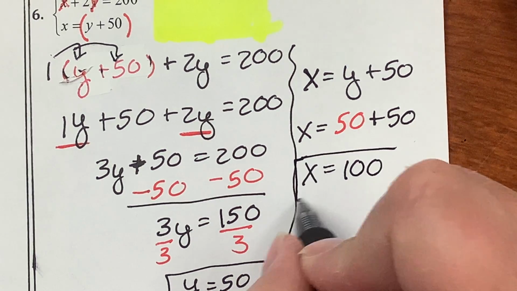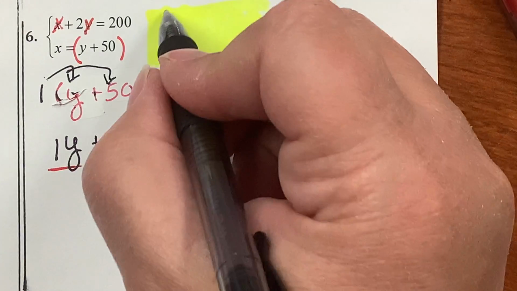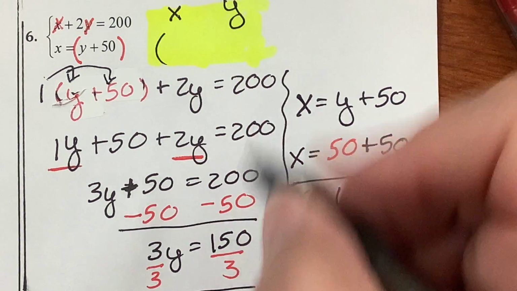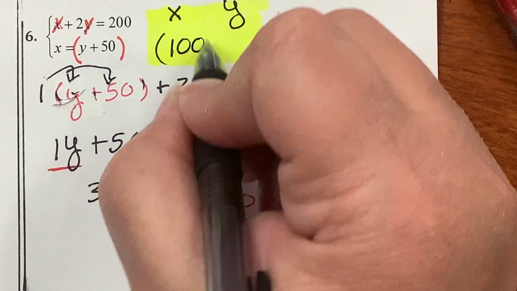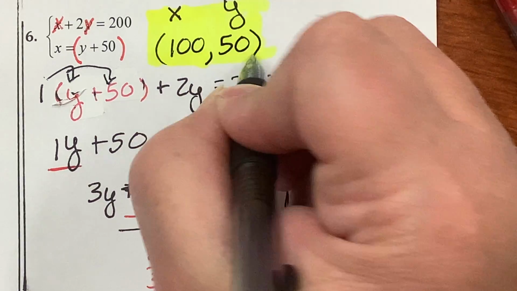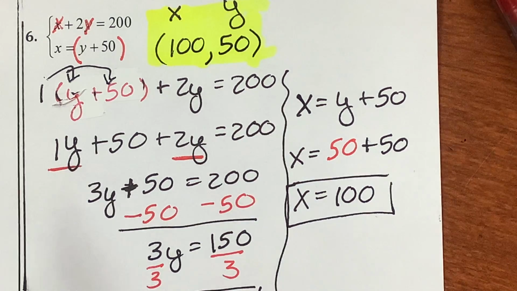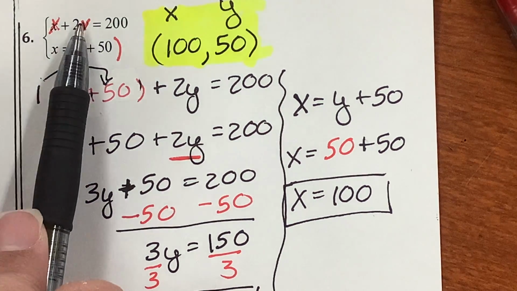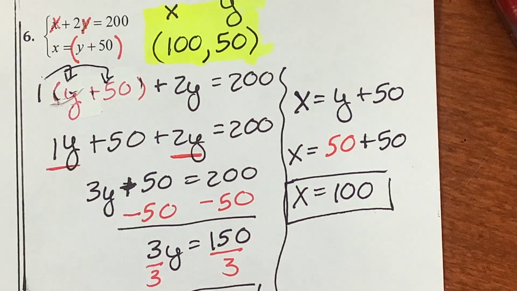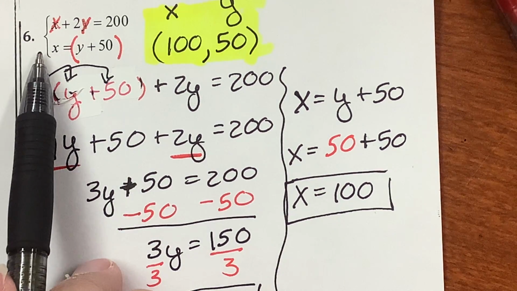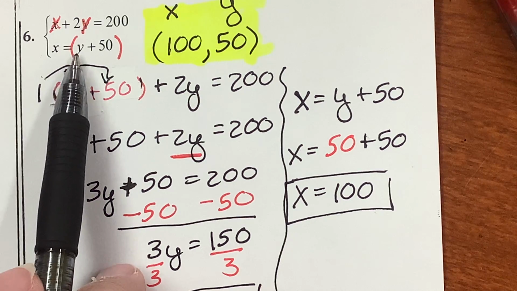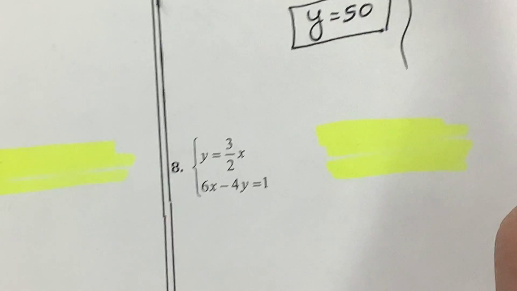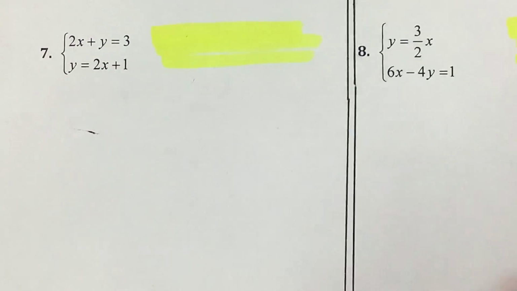Now remember, you have to put them in the right order. It's got to be x first and then y. X is 100, y is 50. So 100, comma, 50. Now you could always just double check. 100 plus 2 times 50, 2 times 50 is 100, 100 plus 100 is 200. And 100 equals 50 plus 50. That one works too. So those are our answers. A little fast double check in your head because big numbers.